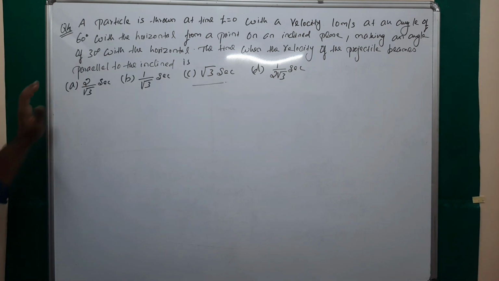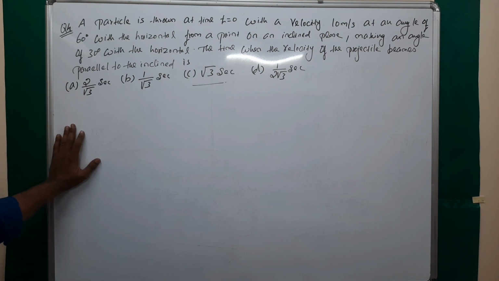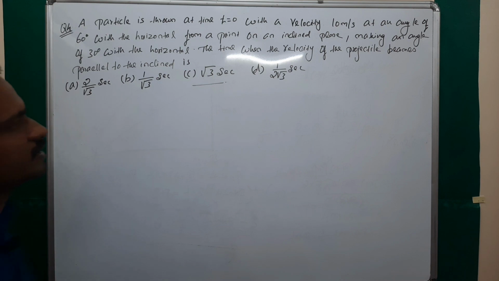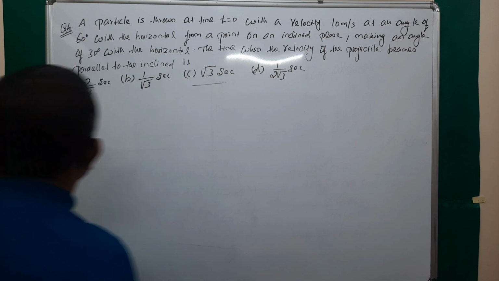So the next problem, fourth problem. A particle is thrown at time t equal to 0 with a velocity 10 meter per second at an angle of 60 degree with the horizontal from a point on an inclined plane making an angle of 30 degree with the horizontal. The time when the velocity of the projectile becomes parallel to the inclined plane is. Options are 2 by root 3 second, 1 by root 3 second, root 3 second, and 1 by 2 root 3 second.